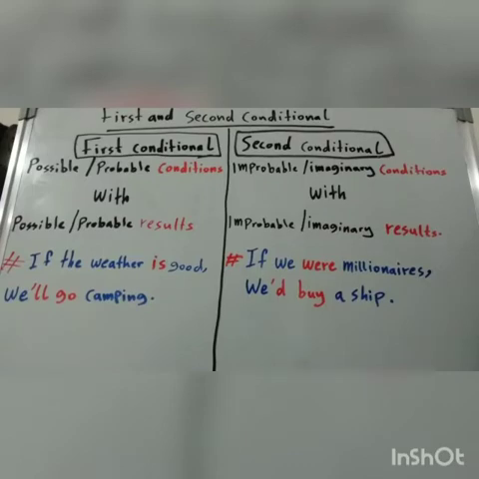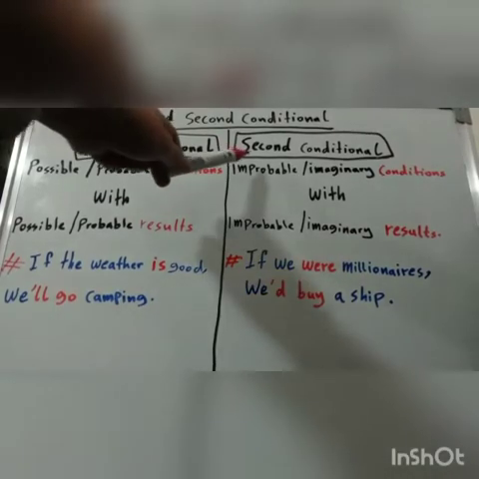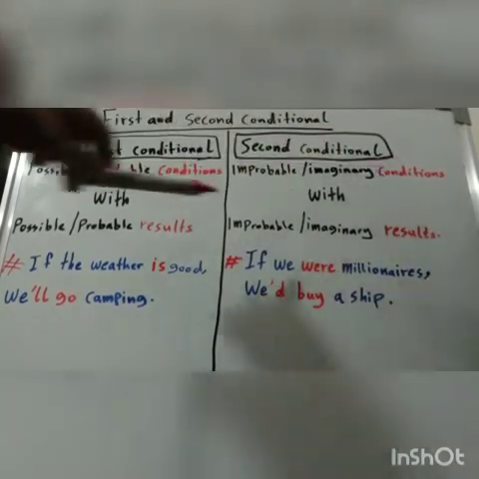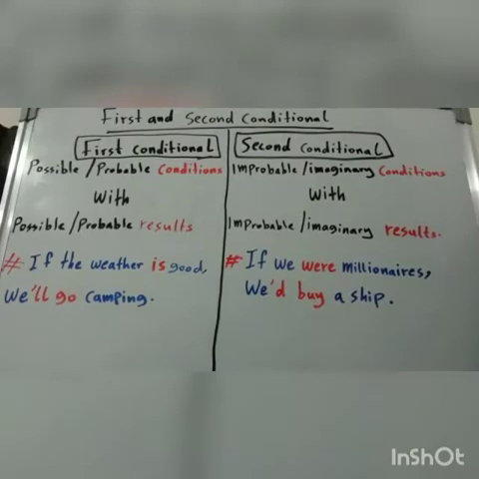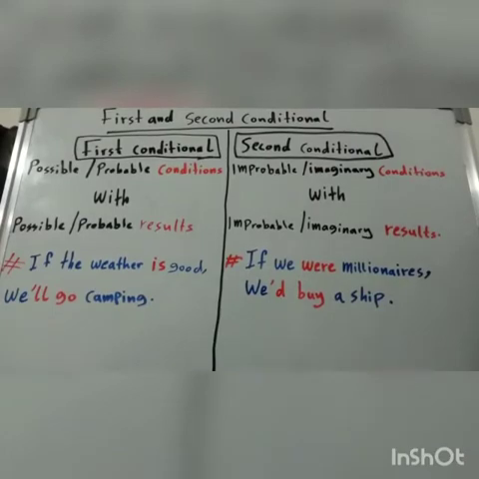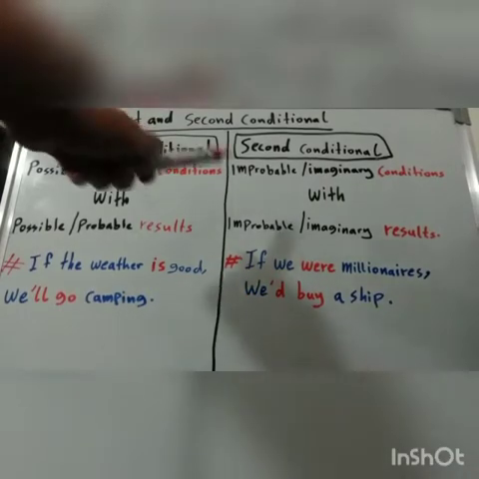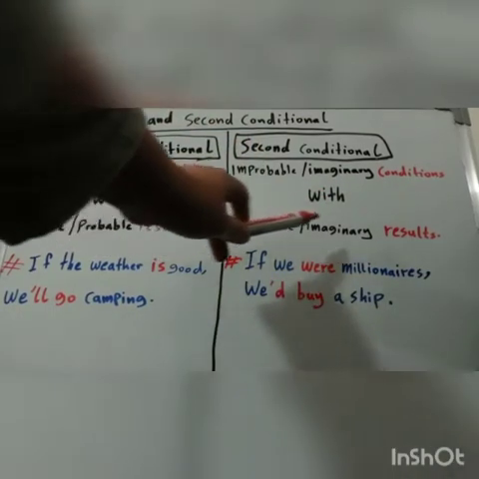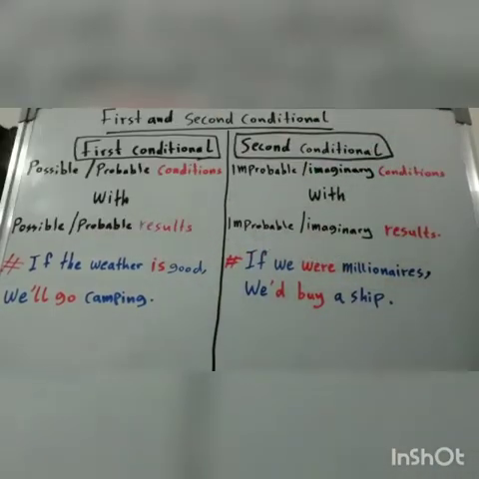Now, let's take a look at the second conditional. We use the second conditional to talk about improbable or imaginary conditions. Improbable means that things are unlikely to happen, and imaginary means that things exist only in your mind. So you have to use your imagination. So we use the second conditional to talk about improbable or imaginary conditions with improbable or imaginary results.